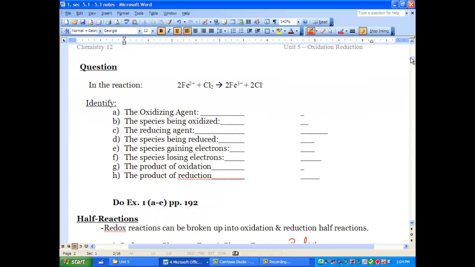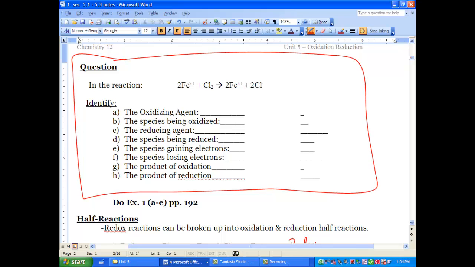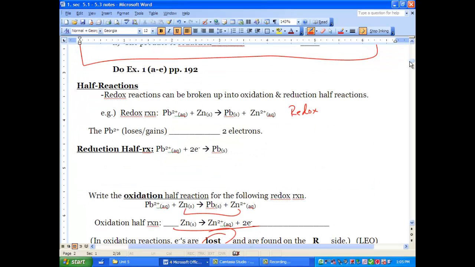Here's one that I'd like you to try. Okay? We'll make sure you get the answers to these tomorrow in class. But spend 30 seconds and give this one a shot. It's worth it. We can write reactions, instead of full redox, we can write them in half reactions. Half reactions are either losing or gaining. It's not doing both, like the two examples that we've just seen.